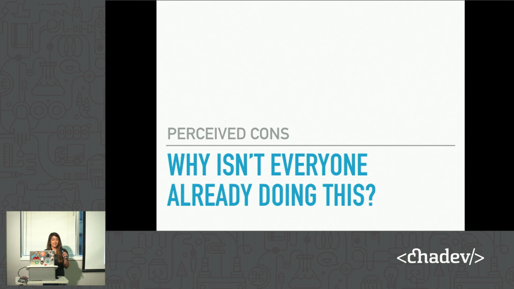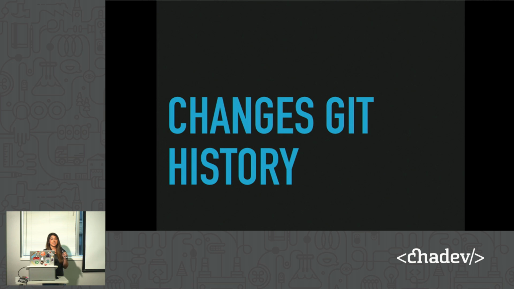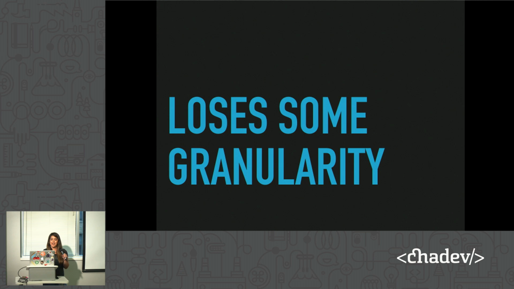So let's talk about the cons first, or the perceived cons. The main one is fear. There's a lot of fear around squashing and rebasing. One, because it changes your Git history, and people don't like that. They're like, I want the truth of what's happened. You can always access the original commits in the reflog if you are really about that, and you'd be surprised how often that doesn't happen. So this is one thing that people have an issue with, but meh.